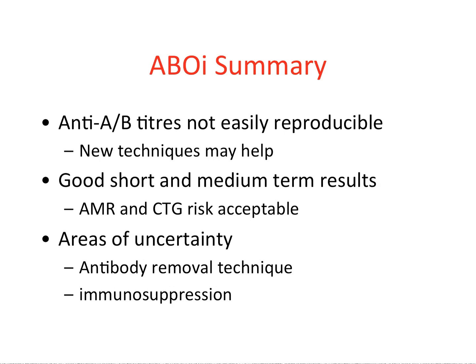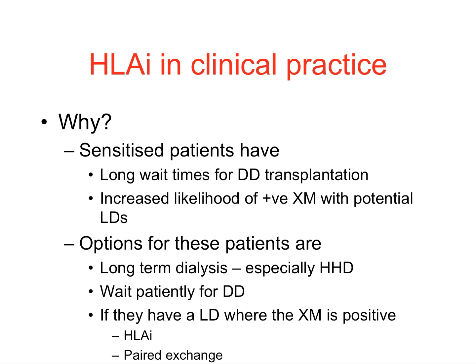So just to summarise the clinical aspects of ABO-incompatible transplantation, measuring anti-A and anti-B is not easily reproducible, and we hope that some of these new techniques on the horizon, such as surface plasmon resonance, may help. We get good short and medium term results with acceptable levels of AMR and acceptable levels of chronic transplant glomerulopathy. But there still are areas of uncertainty. There are no head-to-head studies to establish what immunosuppression is best and what antibody removal technique is best.